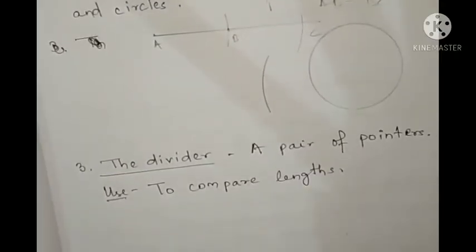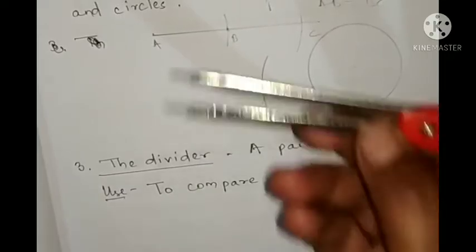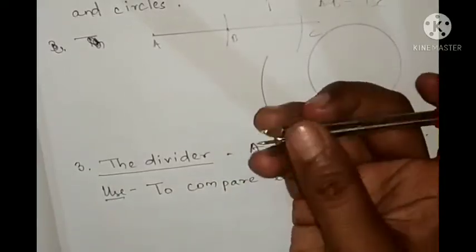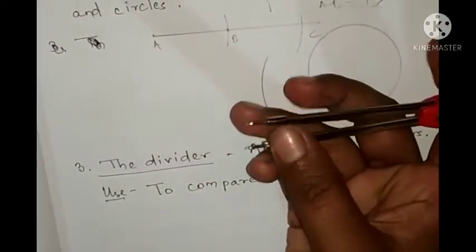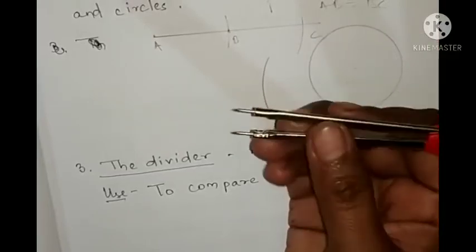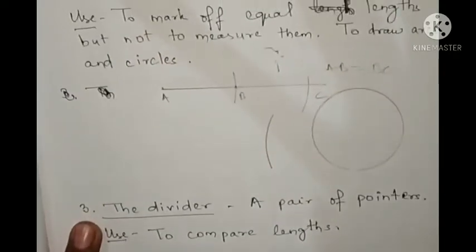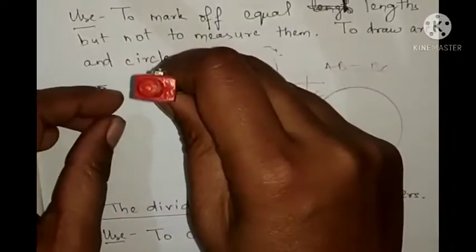Next is the divider. Divider is what? A pair of pointers, and its use is to compare lengths. So this is the divider. Okay, so here both arms have 2 pointers. On both ends there are pointers, and this is to compare length. We can compare length. Look at here.